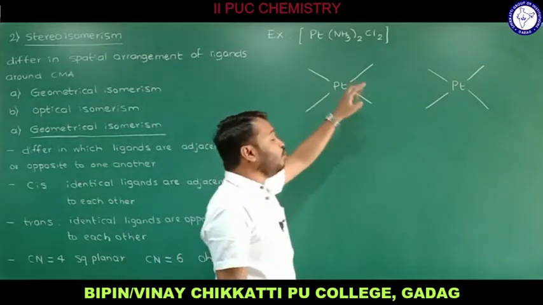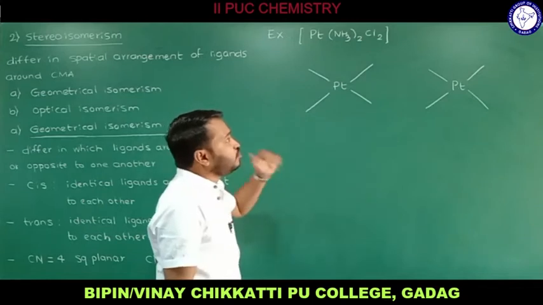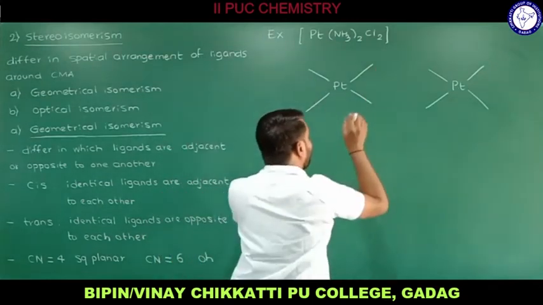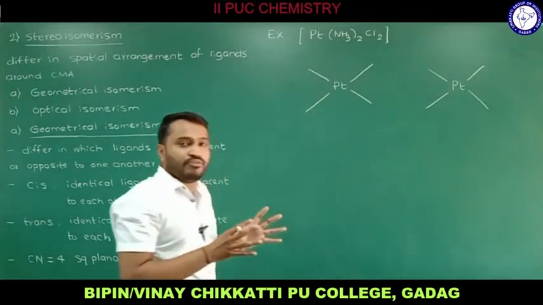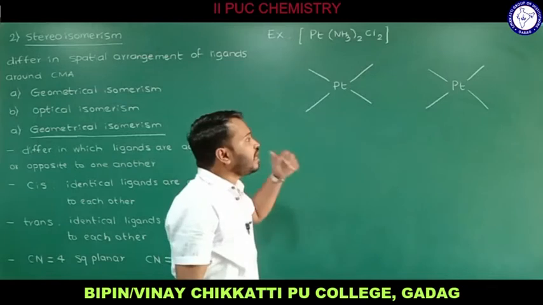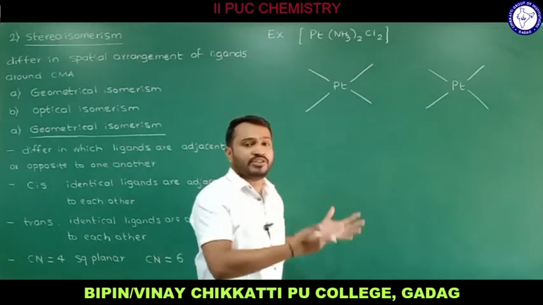So we have totally 4 ligands, isn't it? 2 NH3 we have and 2 Cl we have. So 1, 2, 3, 4 positions we have where we are supposed to write the 4 ligands. And we cannot write randomly. We have a particular method, and based on that we identify which one is cis and trans.